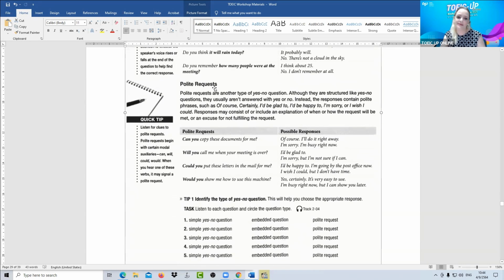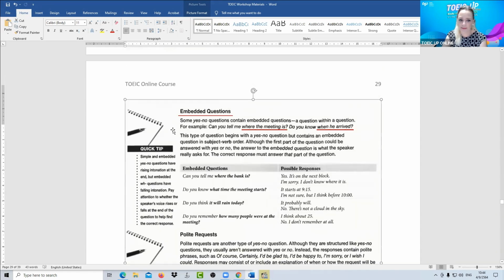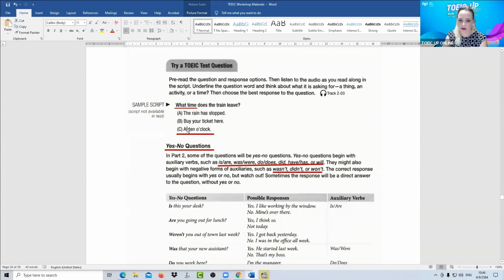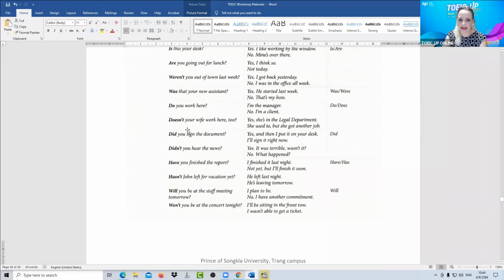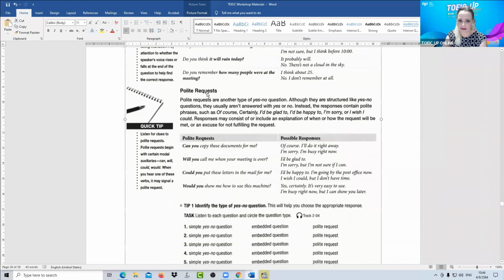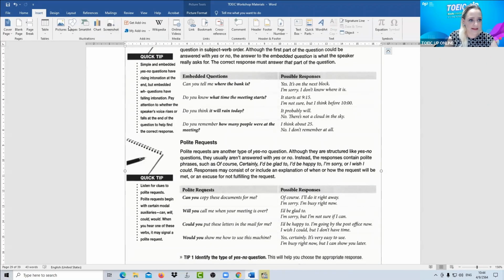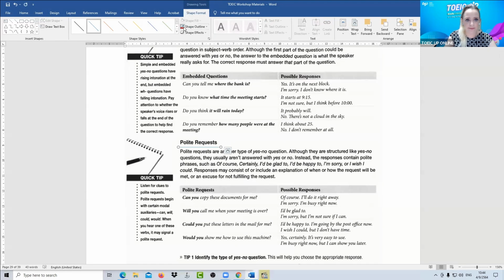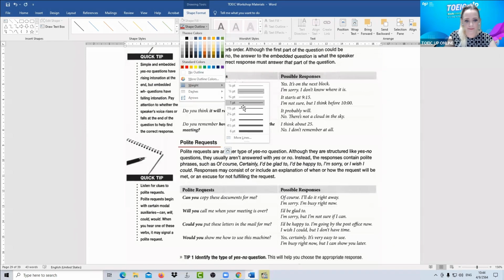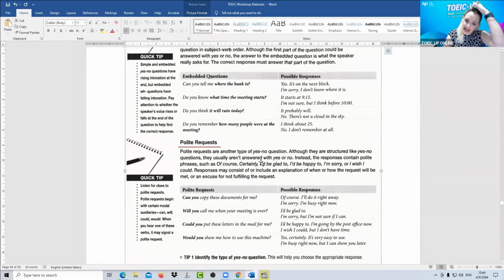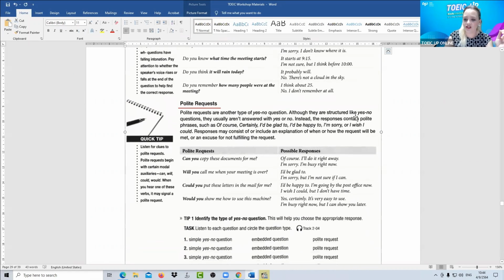Okay, the last one is polite requests. So remember we have yes, no questions. We've got the embedded yes, no questions. And then we've got polite requests. That is the third one we'll be looking at. Polite requests are another type of yes, no question. Although they are structured like yes, no questions, they usually aren't answered with yes or no.